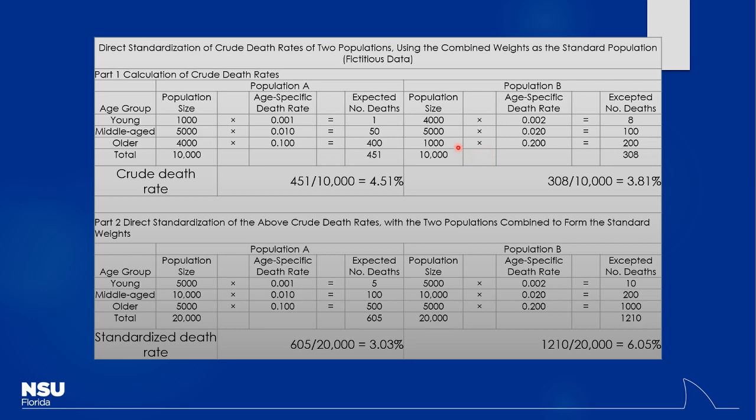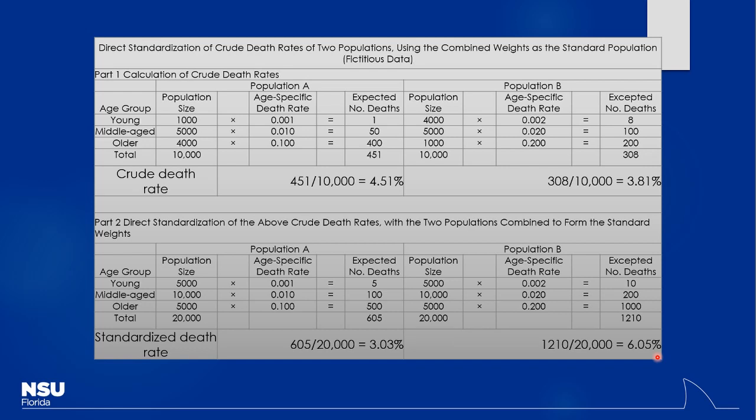But let's say we were to go ahead and compare apples to apples. Let's say we were to take those age-specific death rates and apply them to a standardized population where they all had the same proportions of young, middle-aged, and old. So instead we're looking at a total of 20,000, each group 5,000, 10,000, 5,000, right? So again, this is a hypothetical population breakdown that we're applying these same age-specific death rates to. And now when we look at it, we'll see what? Well, you have 605 hypothetical deaths out of that 20,000, so that's 3.03%, versus 1,210 deaths out of that 20,000, 6.05%. So by applying the standardized rate, what do we see?